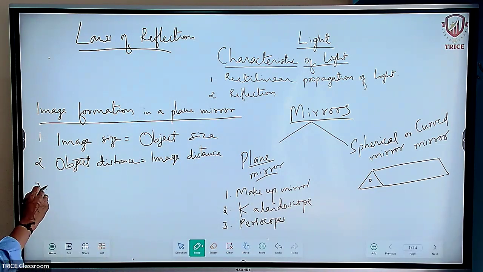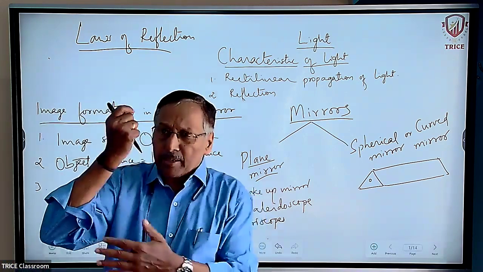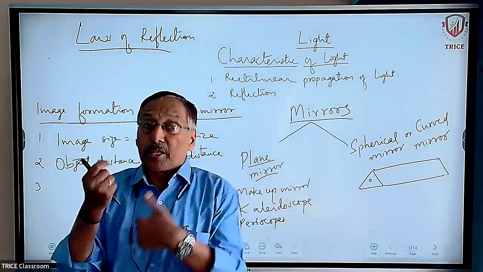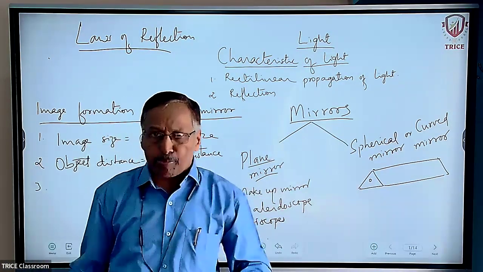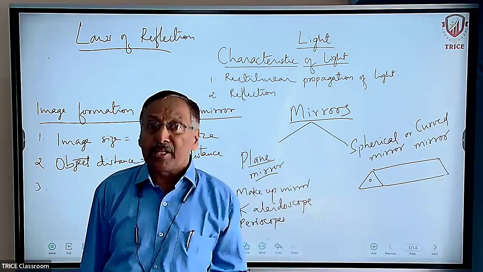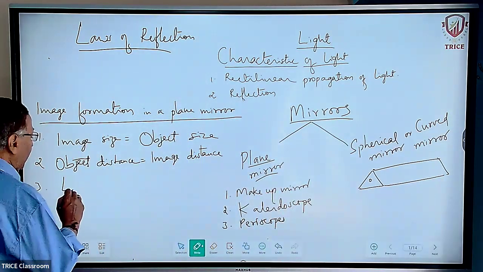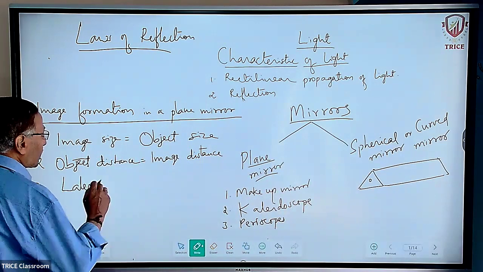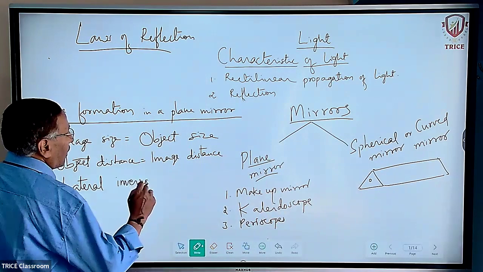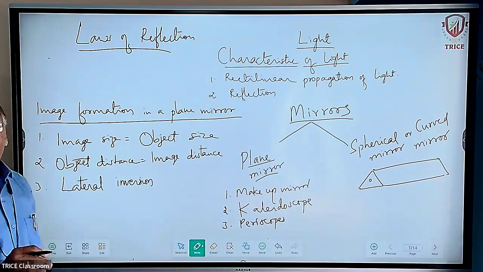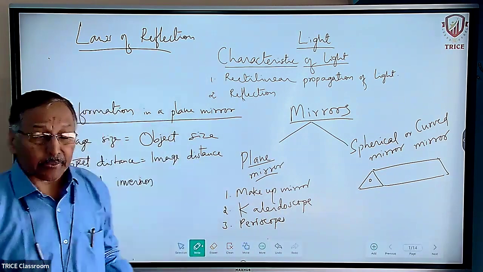And thirdly, when I comb my hair, my right hand appears to be the left and left hand appears to be the right. Similarly, all the right side of my body appears to be the left and vice versa. This is what we call as lateral inversion. My body appears to be laterally inverted. Right side appears to be left, left side appears to be right.